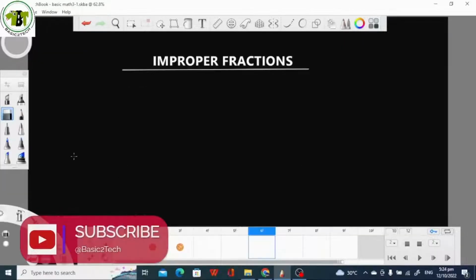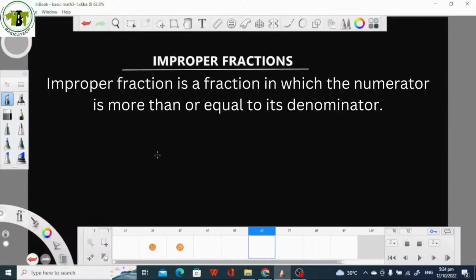So the next fraction is improper fraction. These are fractions in which the numerator is more than or equal to its denominator. For example, 8 over 5. This is an improper fraction because 8, which is the numerator, is greater than 5, which is the denominator.